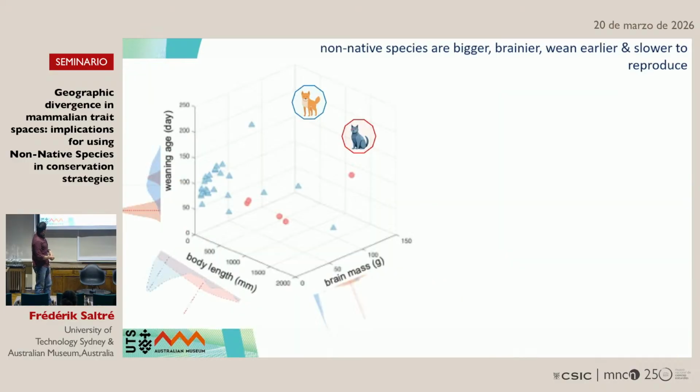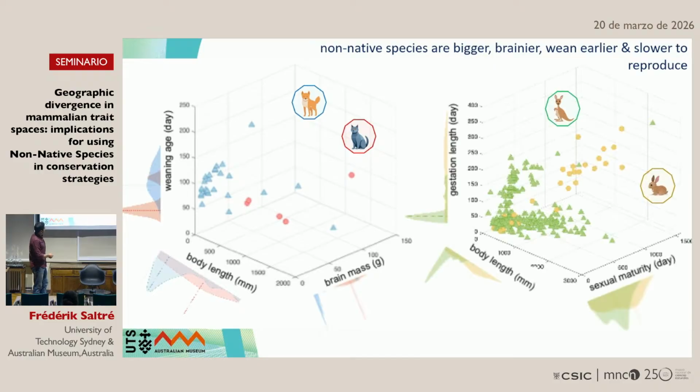So, the resolution is not so great. Anyway, if you compare those traits, body length, brain mass, and weaning age, and you have the same for prey species, what this figure tells you beautifully is that between those traits you have non-native species that tend to be bigger than the native ones.